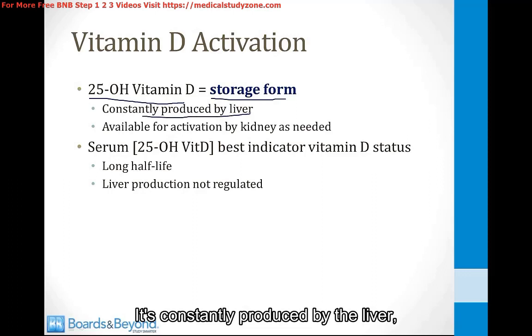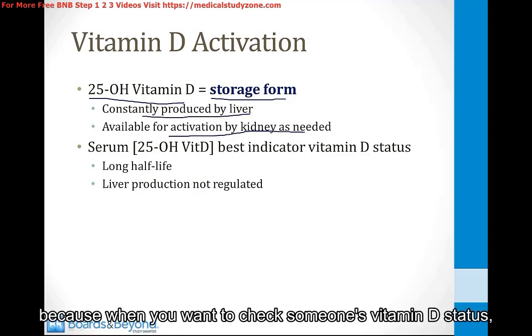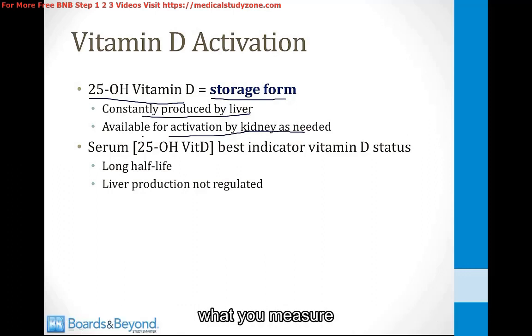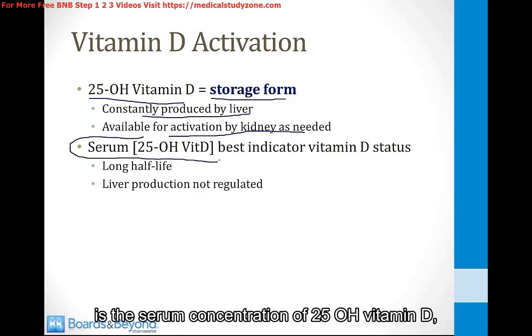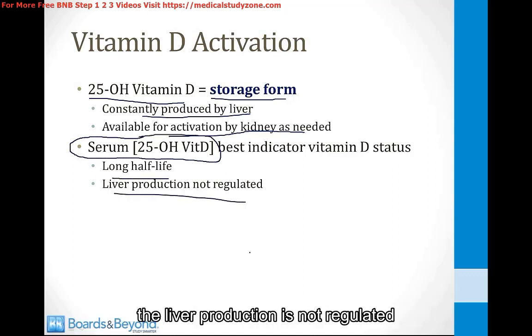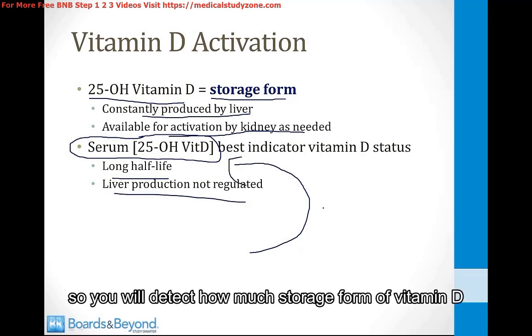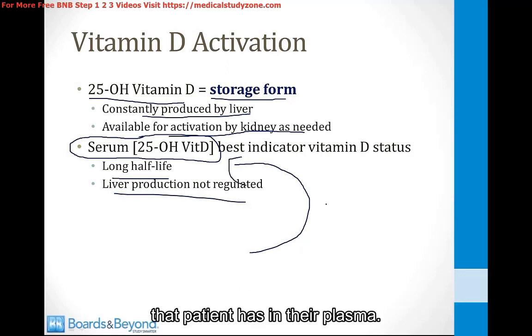It's constantly produced by the liver, and it's available for activation by the kidney as needed. This is important clinically because when you want to check someone's vitamin D status, what you measure is the serum concentration of 25 OH vitamin D. It has a long half-life, the liver production is not regulated, and this is the storage form, so you will detect how much storage form of vitamin D that patient has in their plasma.